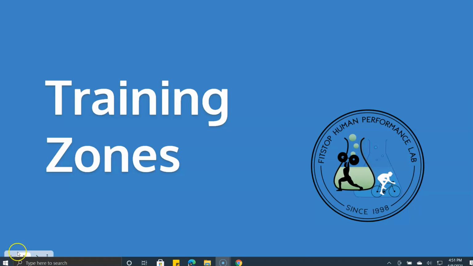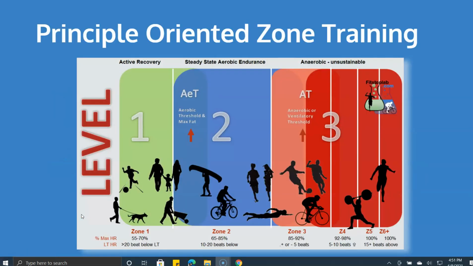So I want to describe kind of how we come up with these different zones and what you'll be using throughout this program. So it's principle-oriented zone training. Basically, we're trying to identify, again, those parameters for each individual, so that they can train within a certain level of intensity that's intended for the workout.